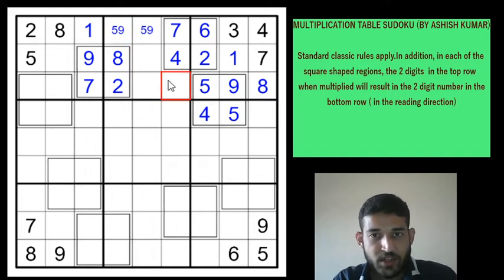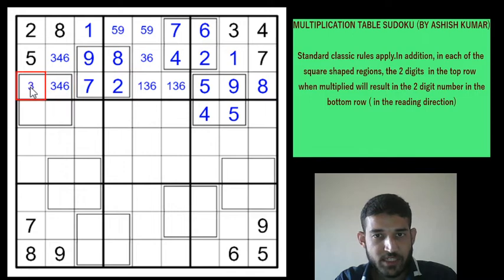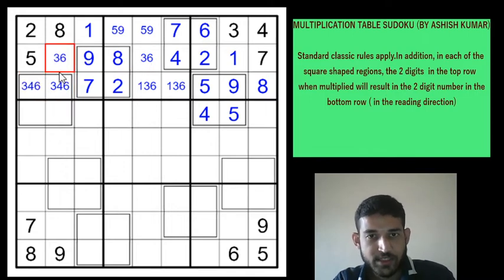Now 1 3 6 are to be filled in this box. We can just pencil mark them. And box 1 now has 2 5 8 1 7 9. 3 4 6 are to be filled. So this will be 3 4 6, this will be 3 4 6, and this will be 3 4 6. But you can't have a 4 in row 2. So this is a 3 and 6.